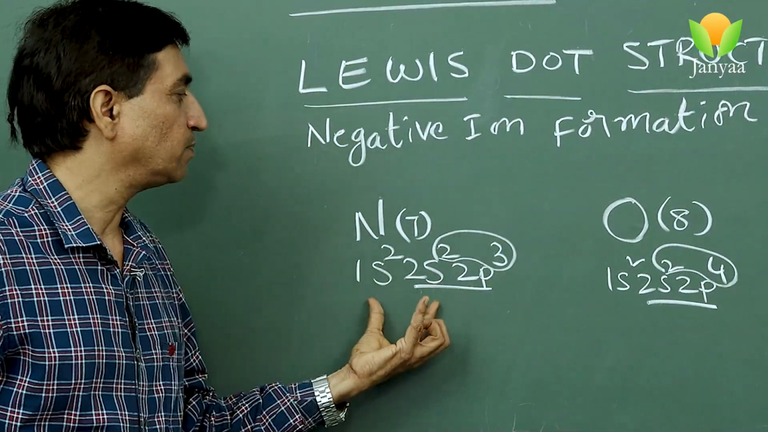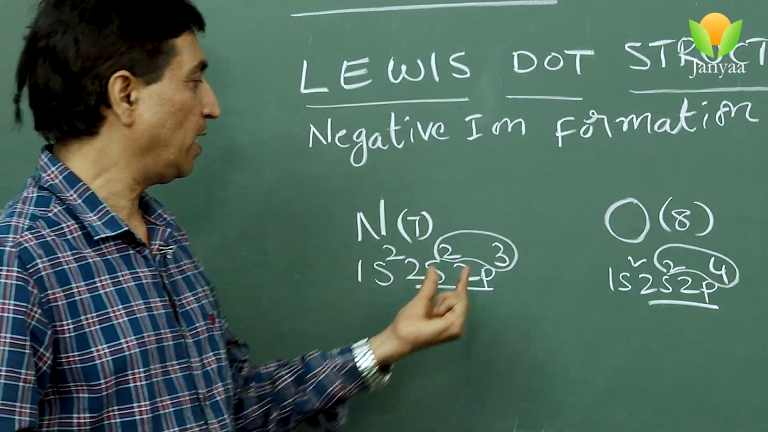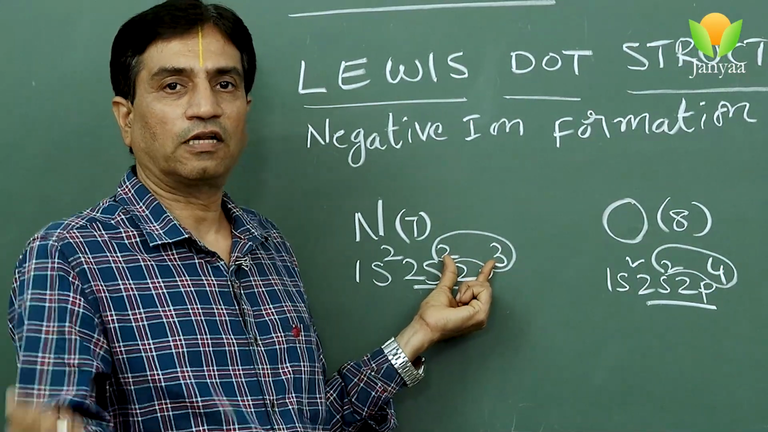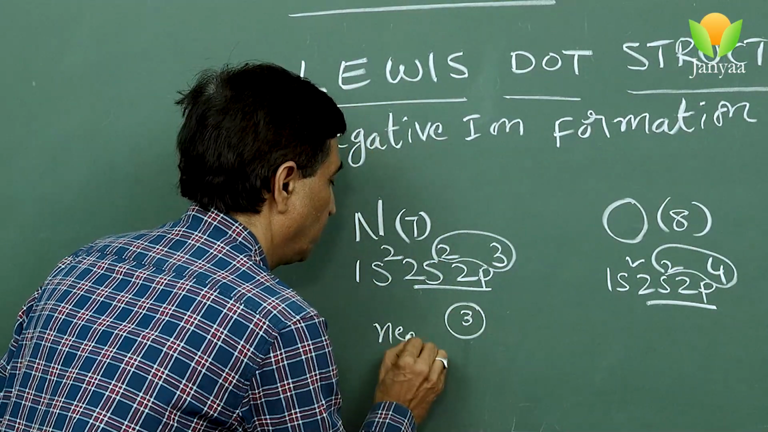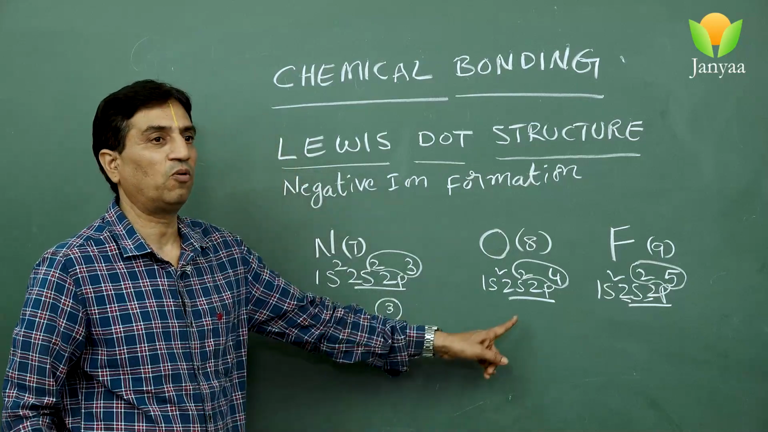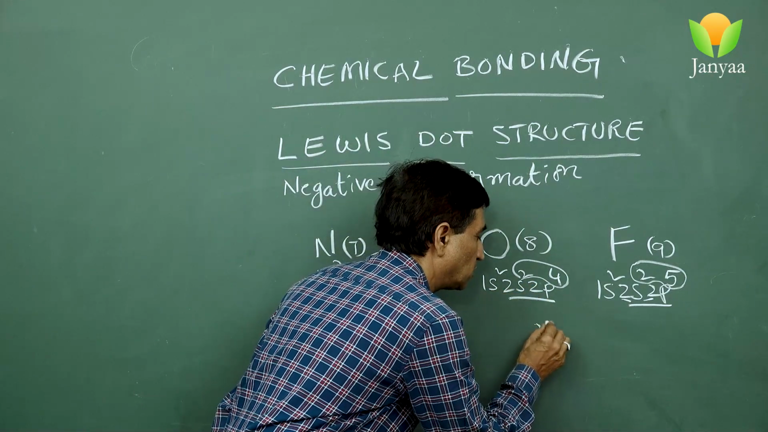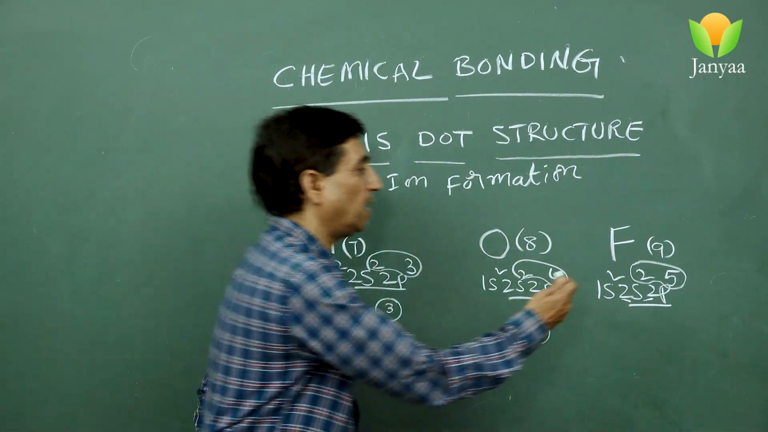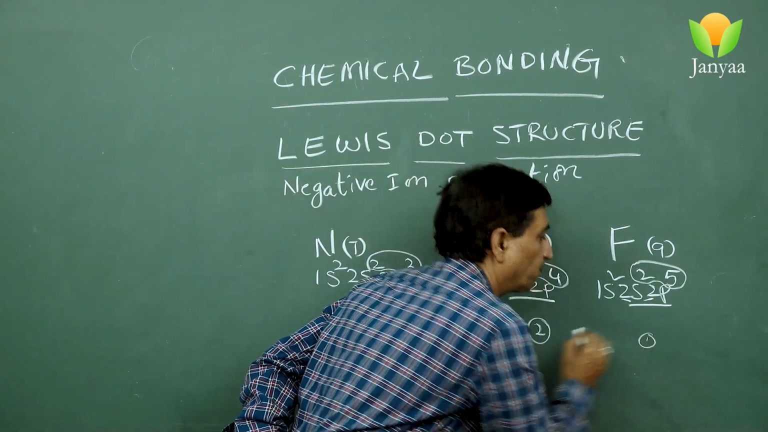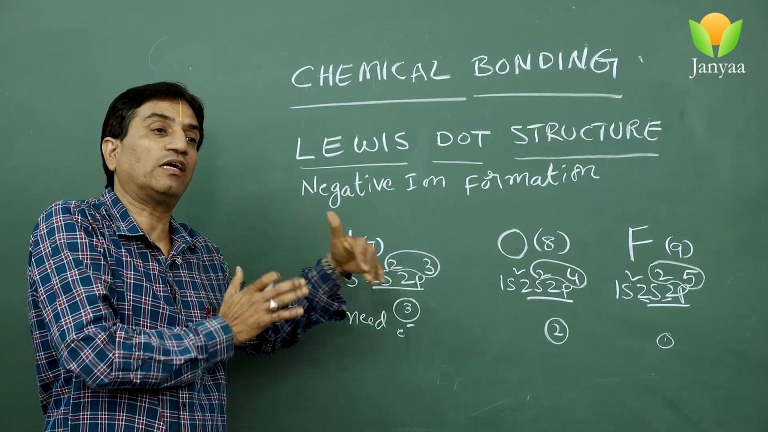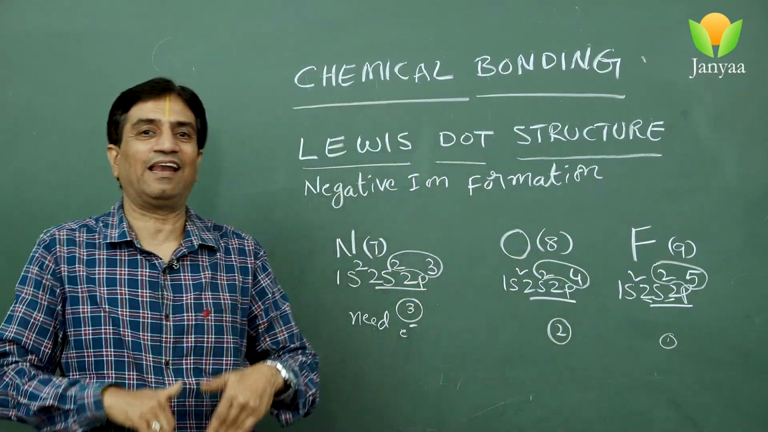How many electrons does nitrogen need to get an octet? Now, 5 electrons are there in its outermost orbital. How many does it need? 3 more electrons. Here, 6 electrons are present in the outermost orbital, so oxygen needs 2 electrons to get stability. Similarly, fluorine needs only 1 electron. So, to get an octet in the outermost orbital, nitrogen, oxygen and fluorine gain electrons.